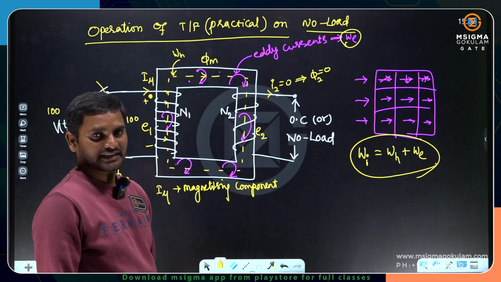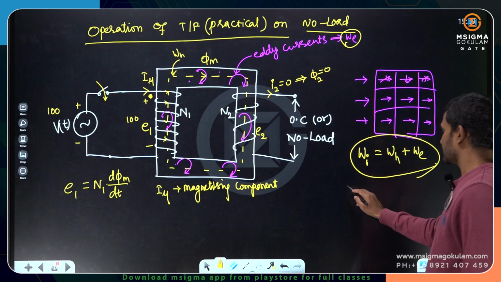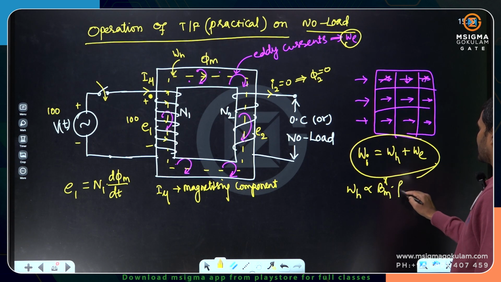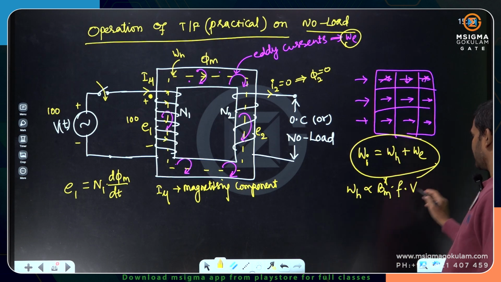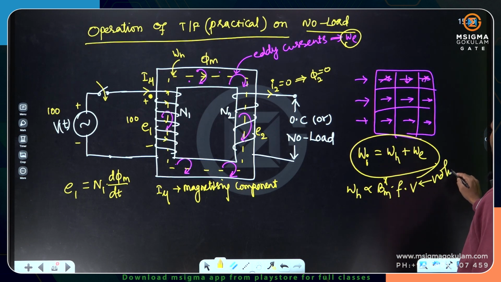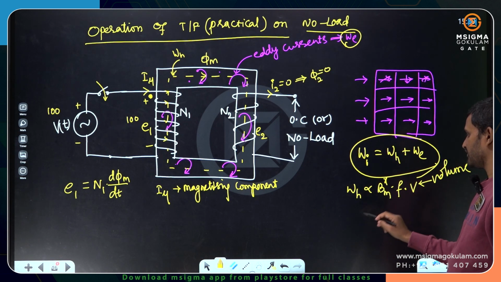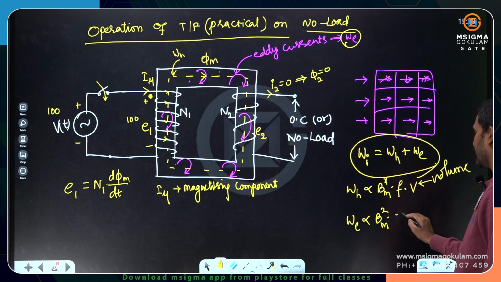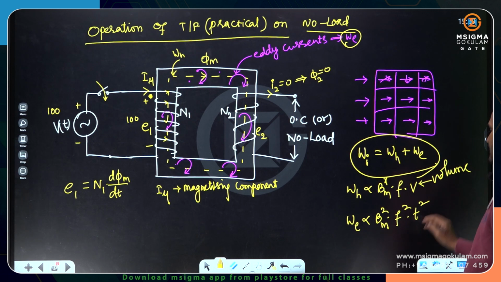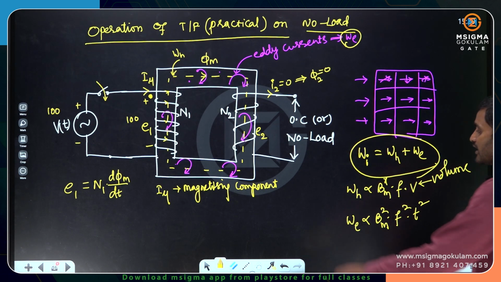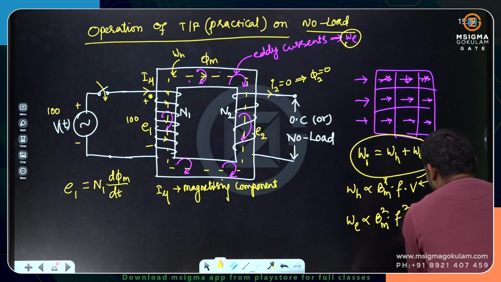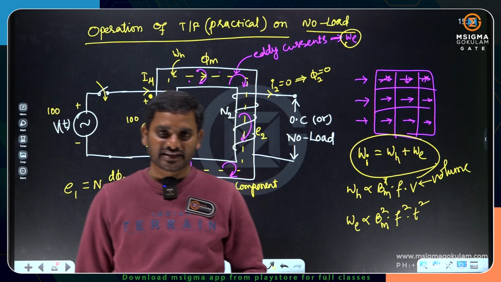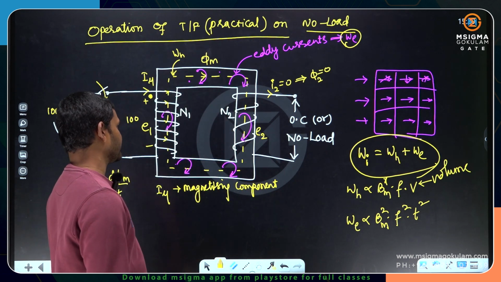We will have formulas later. If you want me to write, I'll write here. The hysteresis loss is proportional to B maximum power x into frequency into volume of the core. V is volume, not voltage. F is the frequency, B is the flux density, and eddy current loss is proportional to B maximum square, F square, and thickness of laminations. We are using small thickness now. Because of small thickness, eddy current loss is going to be minimized.